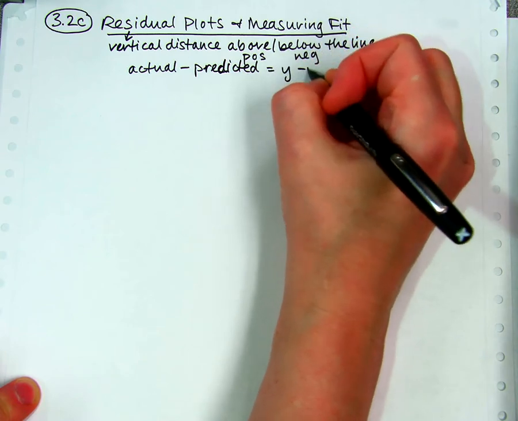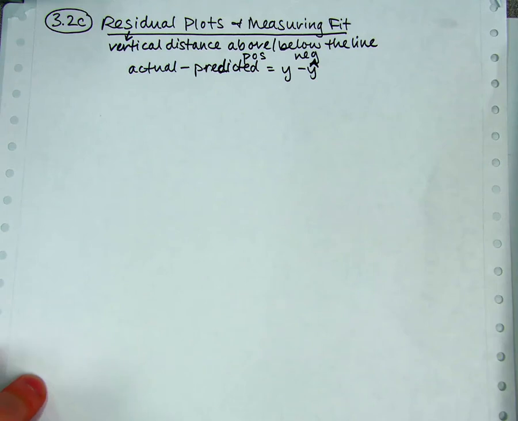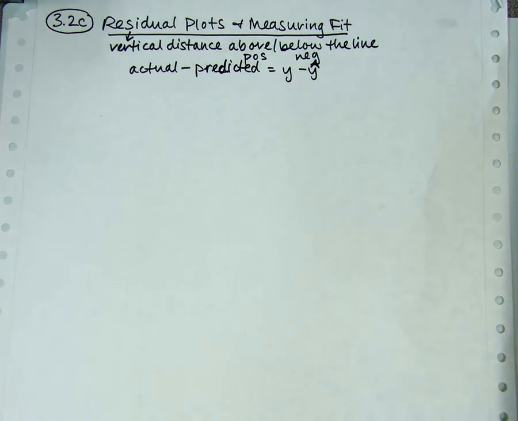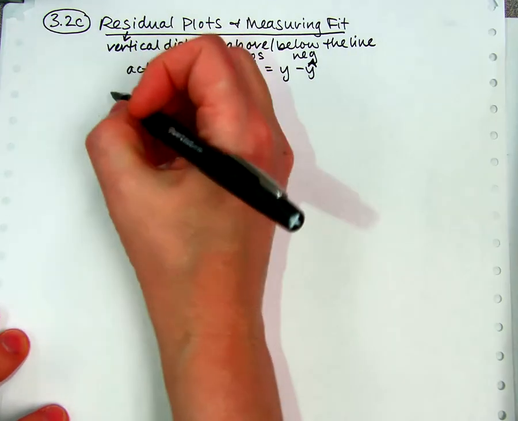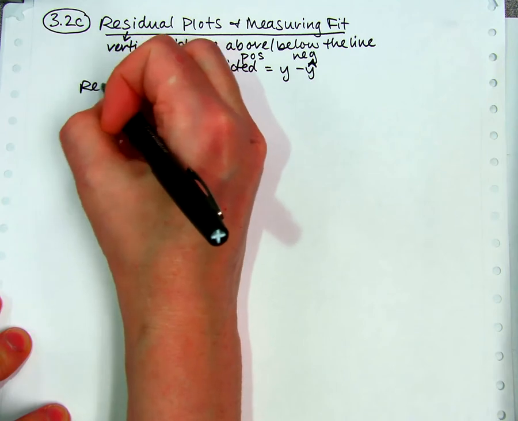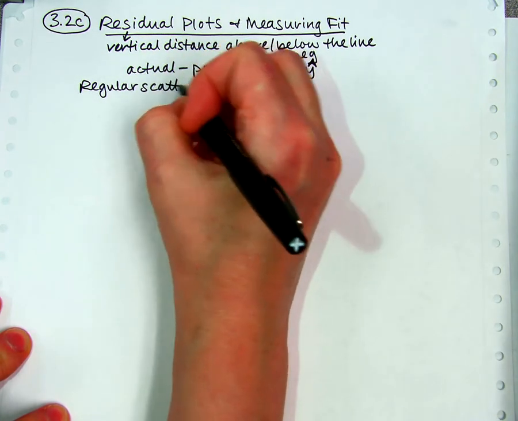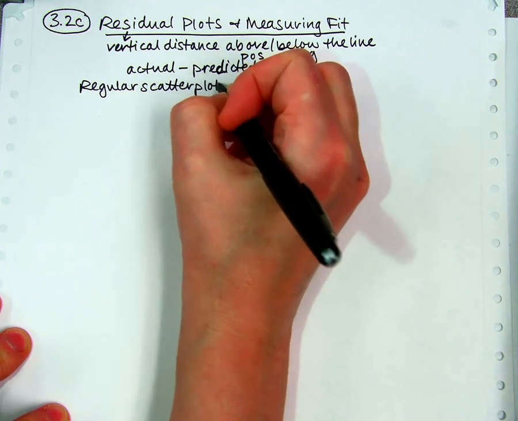So y minus y hat. Oops, not y bar, y hat. So that is what a residual is. We're going to do a few more things with residuals today and how you can use them to measure the strength of your fit. So let's talk about a regular scatter plot versus a residual plot. And we'll draw some more pictures today.